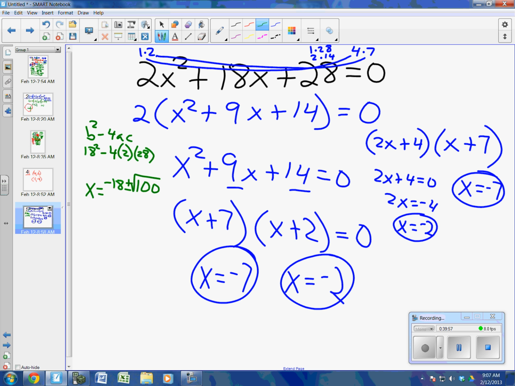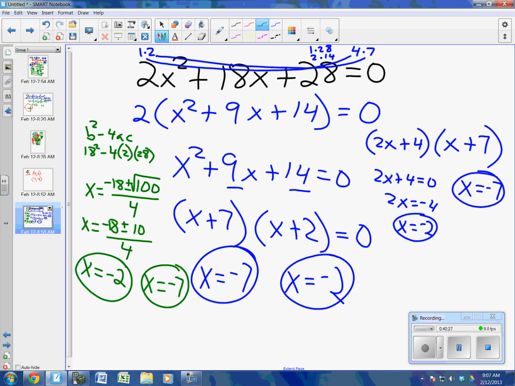Square root of 100 all over 2 times 2, which is 4. Then I would have negative 18 plus or minus 10, because the square root of 100 is 10, all over 4. Negative 18 plus 10 is negative 8, divided by 4 is negative 2. Negative 18 minus 10 is negative 28, divided by 4 is negative 7. So you could have used any of those three methods, whichever one you prefer.